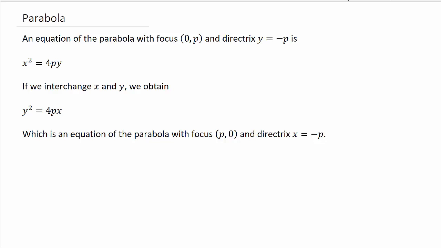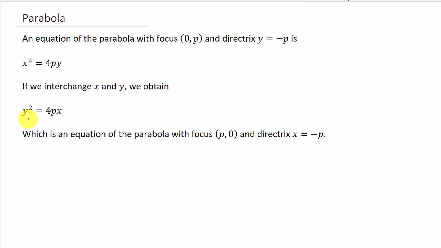Alright, so in this video we're going to look at finding the equation of a parabola. But before we do, let's take a look at the equations. The equation of a parabola, we have x squared equals 4py. Well, that's a parabola that's going to either open up or down because the x is squared. And whether it opens up or down, that's going to be based on what value p is.